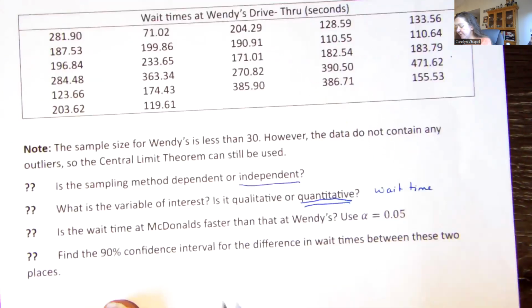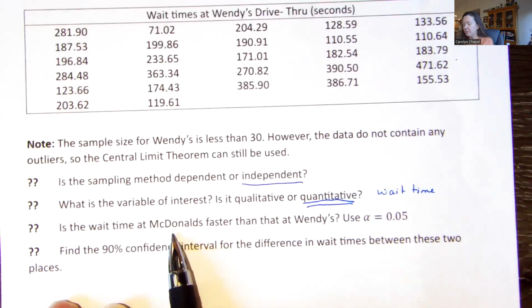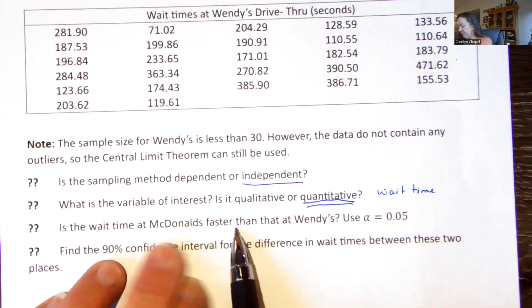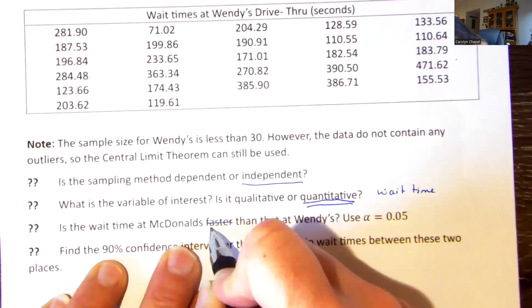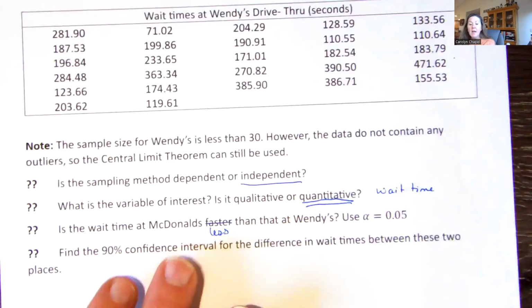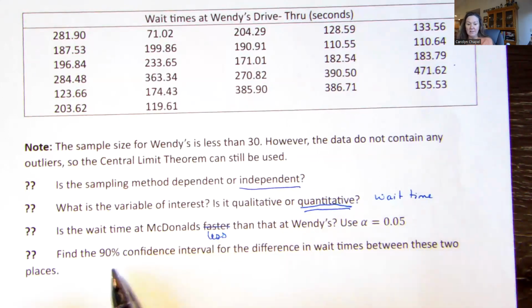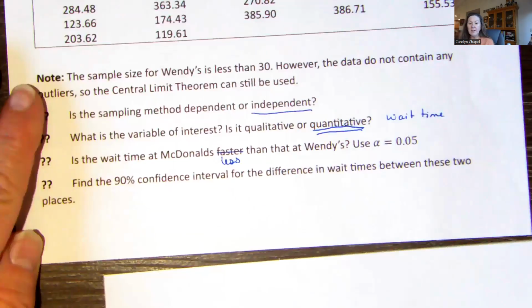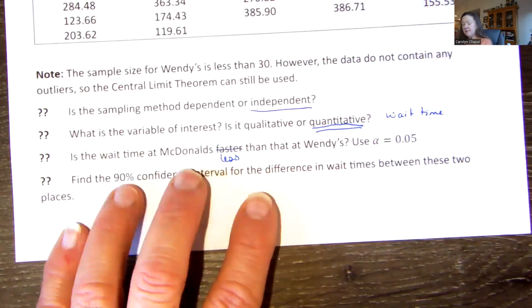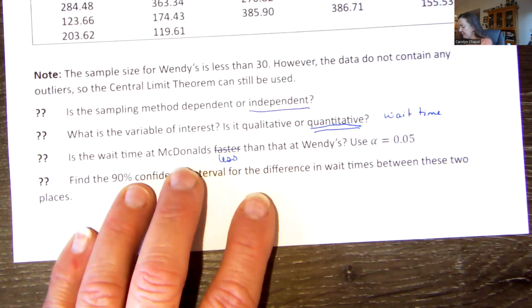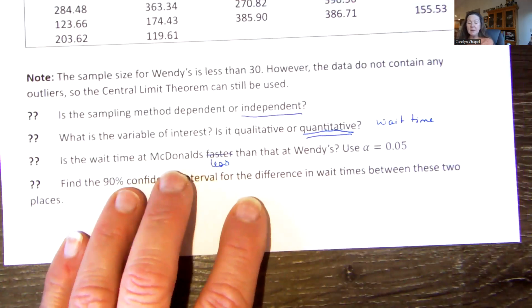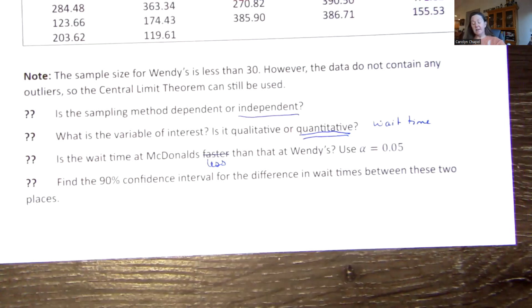Okay, we're going to do a couple of things here, and I will do both of these as we're in StatCrunch. Is the wait time at McDonald's faster? It should be less than, because faster would be less than that of Wendy's, and we're supposed to use alpha 0.05. And then we also want to find a confidence interval for that difference of times, just so that we can see the methods of doing so. All right, so we're going to first of all get ourselves set up for doing is the wait time at McDonald's less than Wendy's. And that means we need to go through our 5 steps.